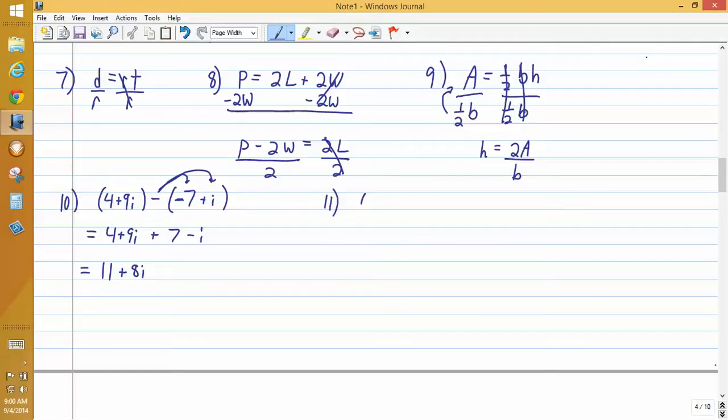Number 11. On this one, I'm adding two complex numbers. When you're adding complex numbers, you don't have to do anything because there's a plus in front of the parentheses. So all you have to do is just add the like terms. 4 plus 3 is 7. Negative 6i plus 4i is negative 2i. That's your answer.